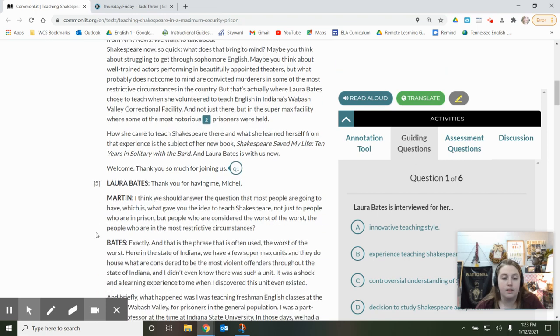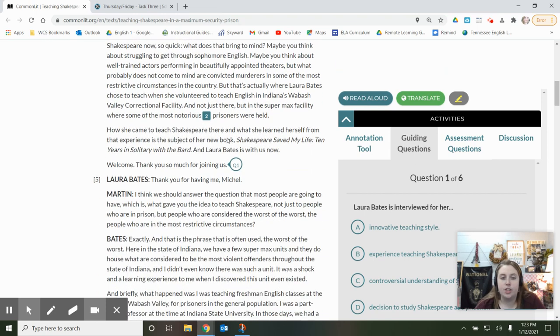How can she come to teach Shakespeare there, and what she learned from herself? That experience is the subject of her new book, Shakespeare Saved My Life: 10 Years in Solitary with the Bard, and Laura Bates is with us now. Welcome, so much for joining us.